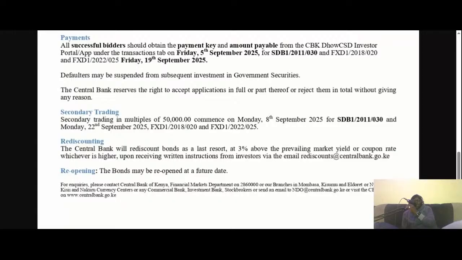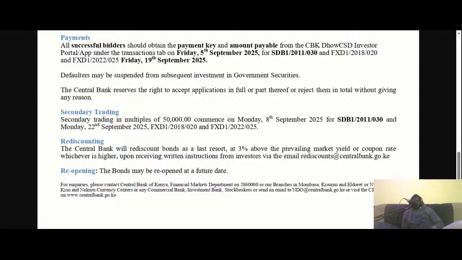Then rediscounting. Rediscounting is trying to get back your money before the maturity date. And the central bank is very clear. The central bank will rediscount bonds as a last resort, if you don't have any other option, at 3% above the prevailing market yield or coupon rate, whichever is higher, upon receiving written instructions from investors via email to rediscounting at centralbank.go.ke.